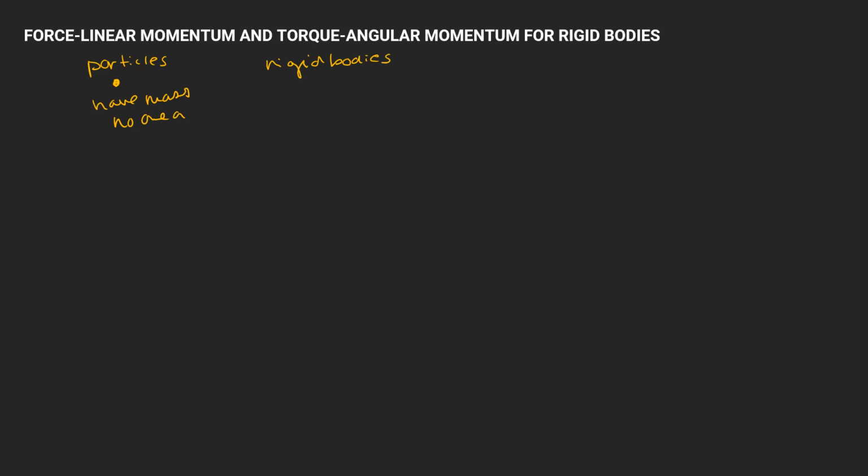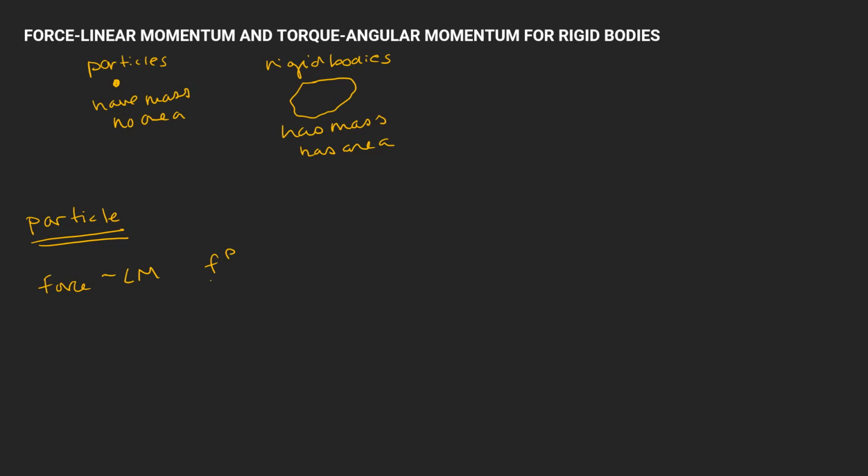And so again, a rigid body has both a mass and has an area. And so to quickly review, for a particle, the force linear momentum relationship is as follows. Let's call that Lm. We have the force acting on the particle is equal to the mass of that particle times the acceleration of that particle in frame A.